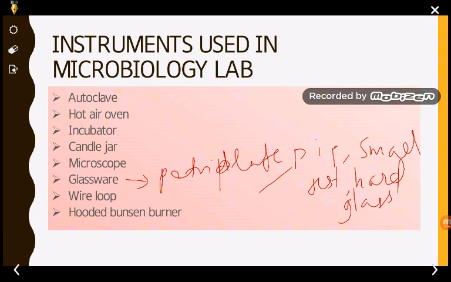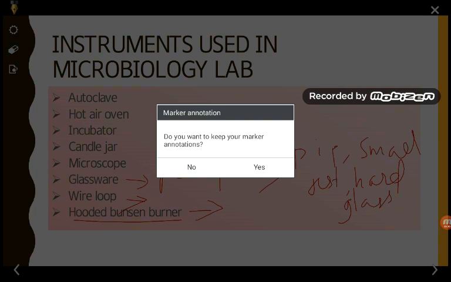Sometimes we need Petri plates, beakers, and conical flasks in order to prepare certain stains or different nutrient media, maybe MacConkey's broth, maybe nutrient agar broth, etc. The wire loop we need in order to inoculate; the wire loop is used for inoculation. And the hooded Bunsen burner is used in order to heat, if we need certain types of heating.